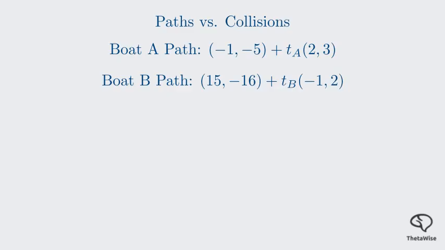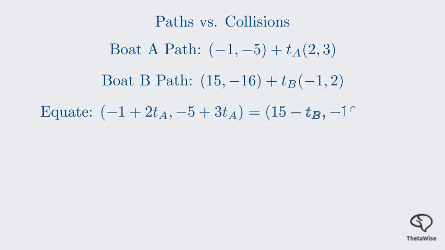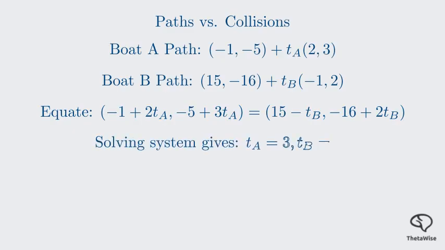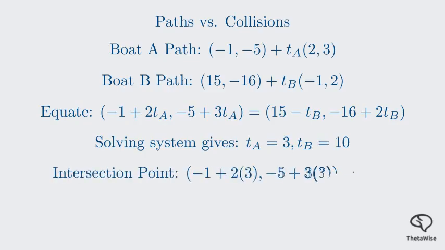To find the intersection of their paths, we set them equal, using a different parameter for each. Equating the paths with parameters tA and tB, we get a system of equations. Solving this system gives us tA = 3 and tB = 10. The point of intersection is found by substituting tA = 3 into boat A's equation, which gives the point (5, 4). This point, (5, 4), is where their paths cross.